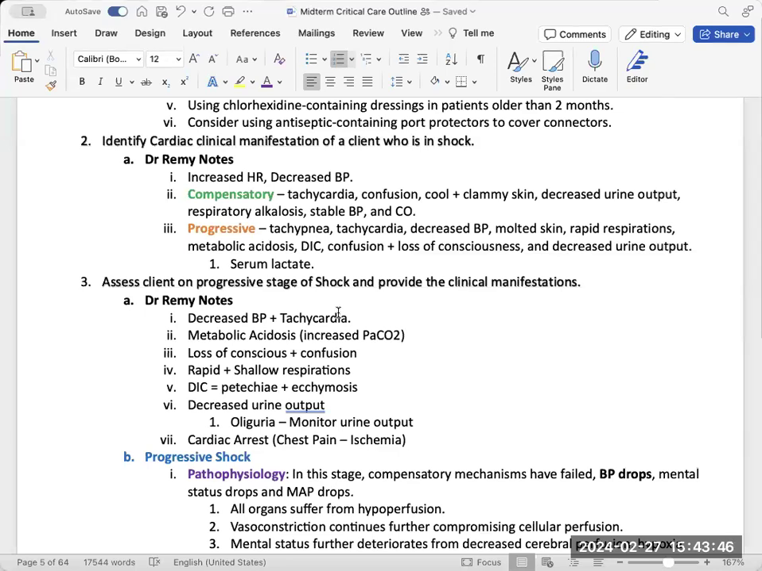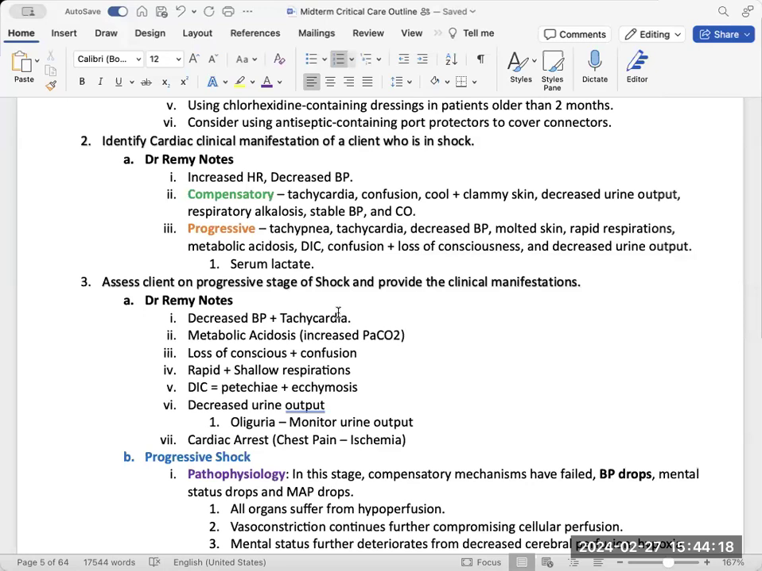But for progressive, what happens now is the mechanisms that were supposed to be keeping the body stable, to keep that blood pressure stable and that cardiac output stable, have failed. So now, if the question said they were in progressive, I would look for these symptoms, which include tachypnea, so increased respiratory rate, which is usually described as rapid and shallow respirations. Tachycardia, a decreased blood pressure, because now the blood pressure is no longer stable because the compensatory mechanisms failed.